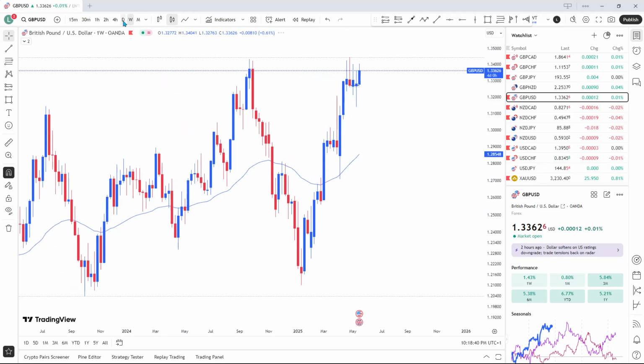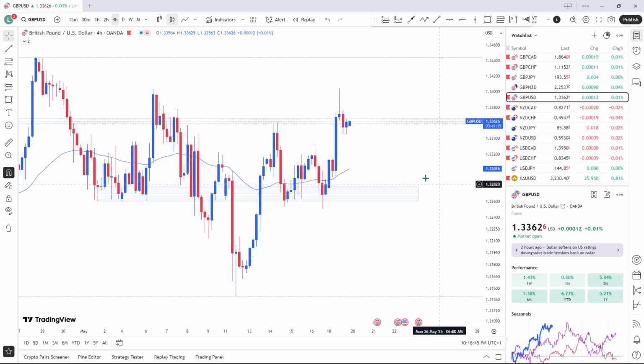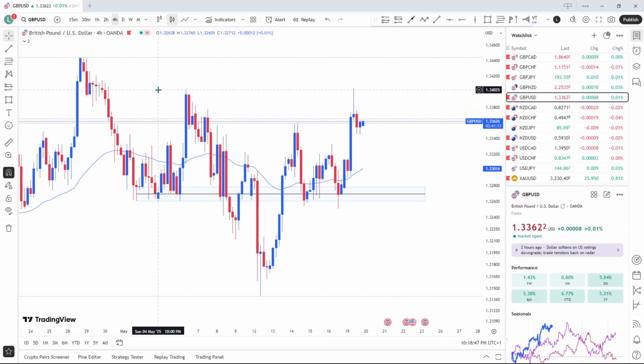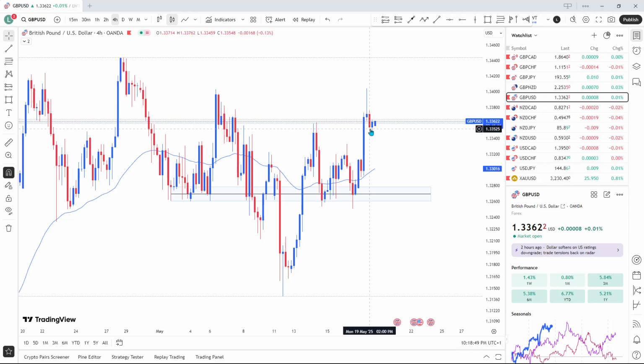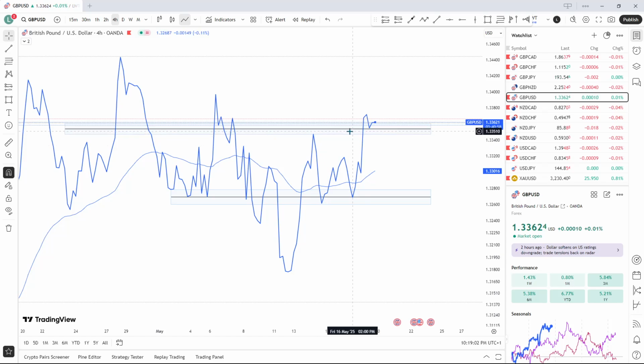Oh, I forgot to look. Daily above, 4 hour above. Right, so we've tapped into this level here. Now pull back to this level. Let's just go off this one here, using the wicks only. Again, let's just double check it. Yep, tapped in a few times.